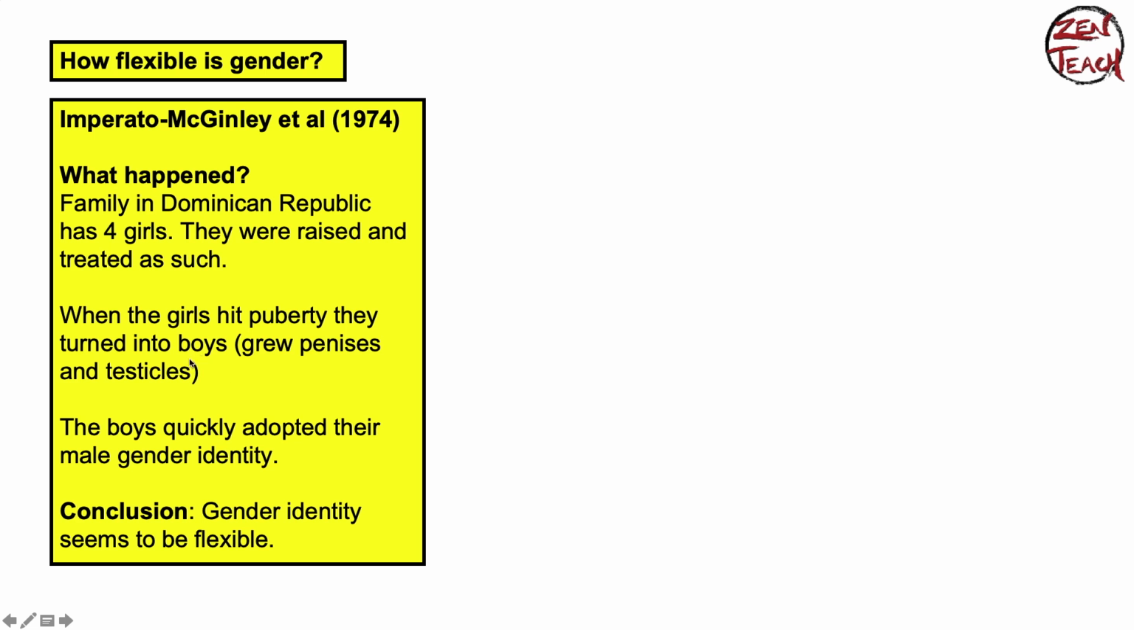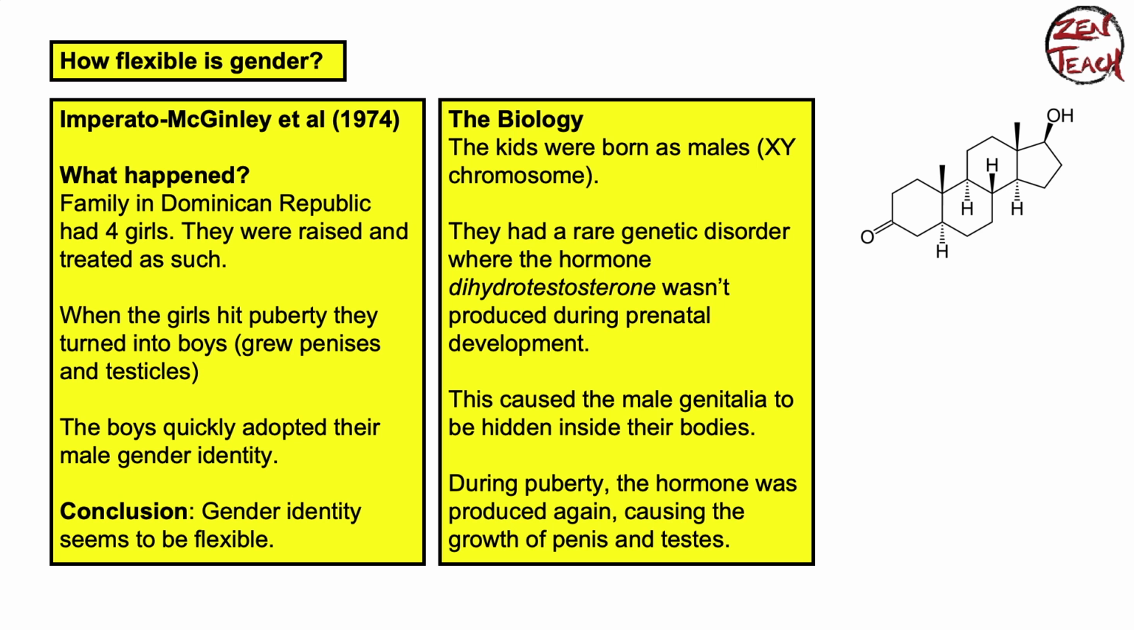meaning that if they are able to transfer their identity from being a girl to a boy, that means that gender identity is not biological. It is a cultural, an artificial construct that we adopt and that can easily change, right? So let's look at the biology. What did actually happen to these girls and then boys?